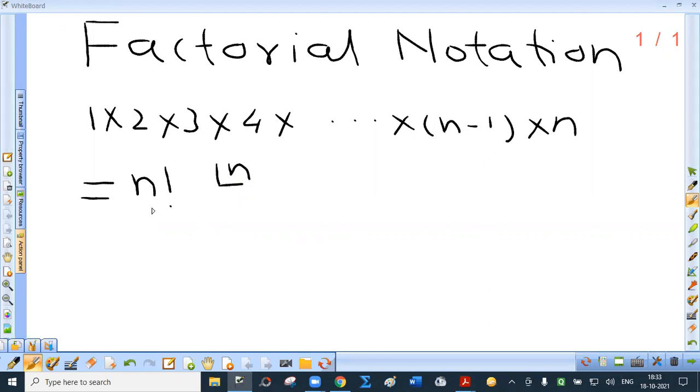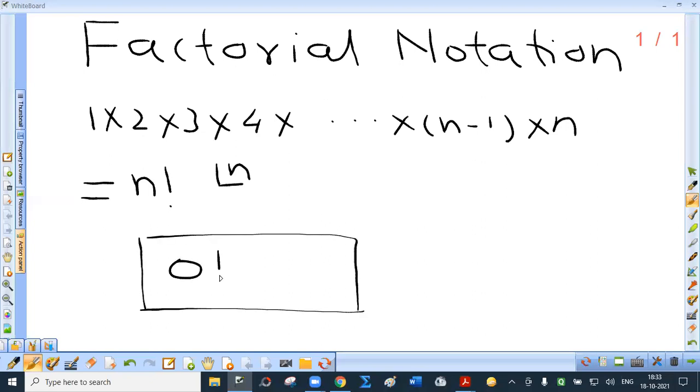N factorial is product of, don't say n natural numbers, otherwise 7 into 11 into 15 is not 3 factorial, or 3 into 4 into 5 is again not 3 factorial. First, it has to begin with 1. So the product of first n natural numbers is n factorial. 0 is not a natural number, but 0 factorial is defined to be 1. I can prove this, but not now. Once we discuss permutation formula, I can tell you the logic for this.